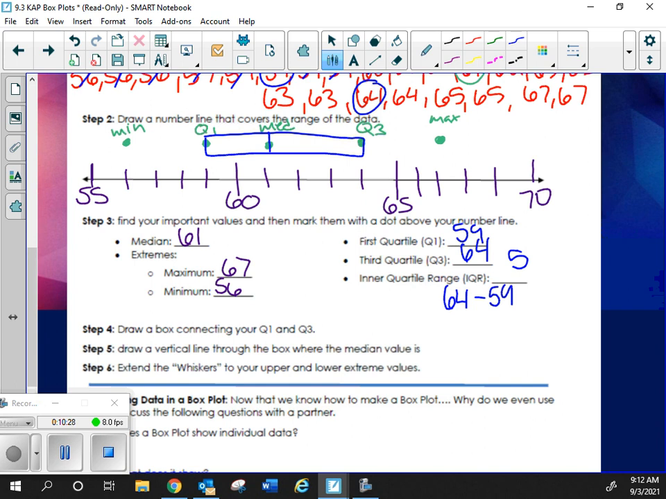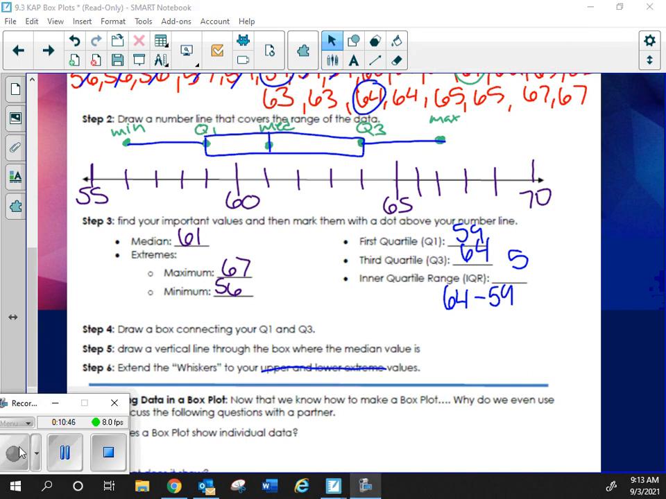And then step 6, extend the whiskers to your upper and lower extremes. Upper and lower extremes are just our minimum and maximum values. Bam, you've got yourself a box and whisker plot. Okay, I'm going to do that over here on the same thing. All right, so it's a box and whisker plot because it has a box and there's a little line that goes off, our whiskers. Okay?